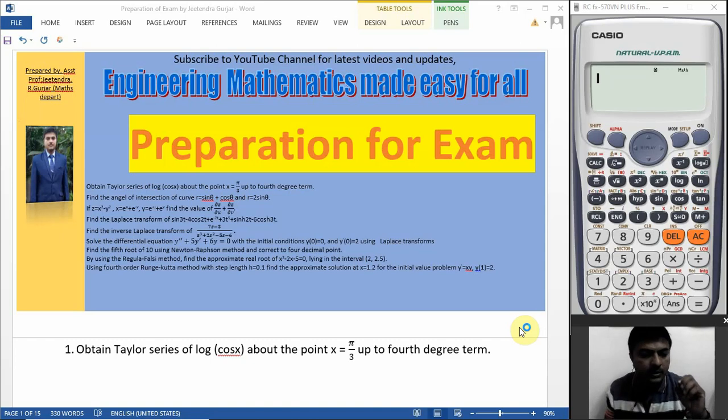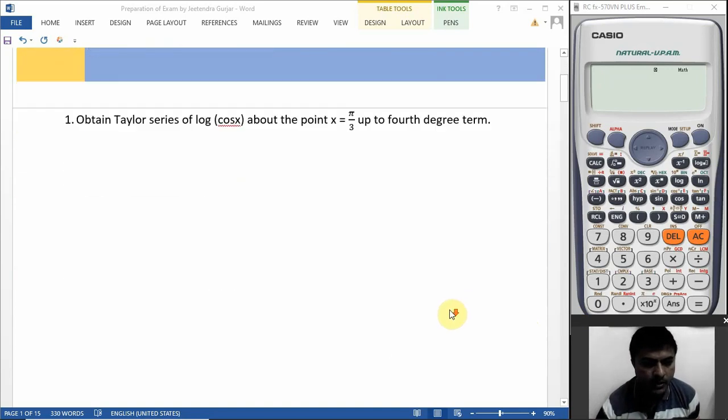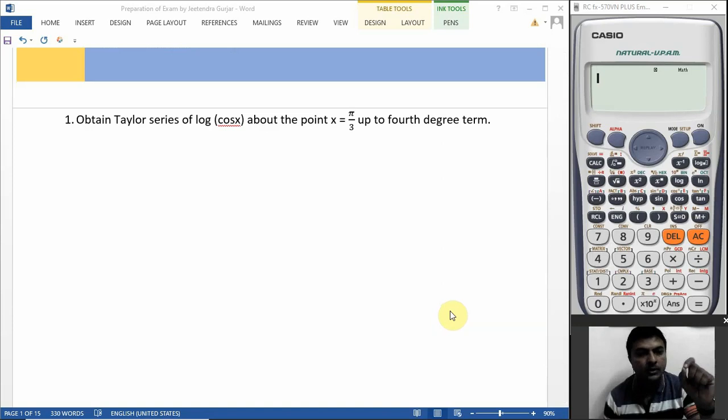I'm going to complete the 4 units very, very easily. You can score 60 to 80 marks. That is our intention, so you should be perfect. Okay, let us start with our first example. You can write it down, students. Obtain the Taylor series of log of cos x about the point x is equal to pi by 3 up to 4 degree terms. Very, very important, I'm going to discuss the marks distribution: where you are going to get the marks, which step must be correct, and which step you have to write in the exam.